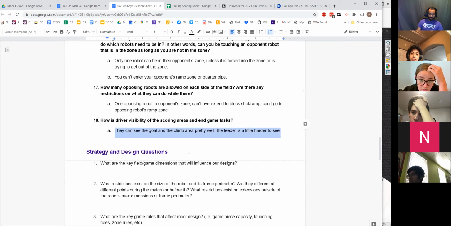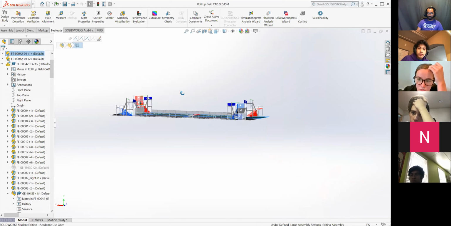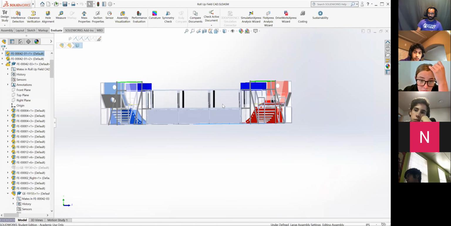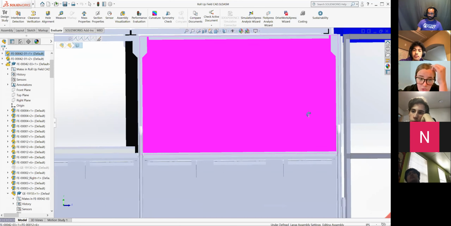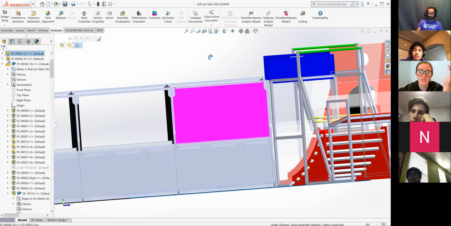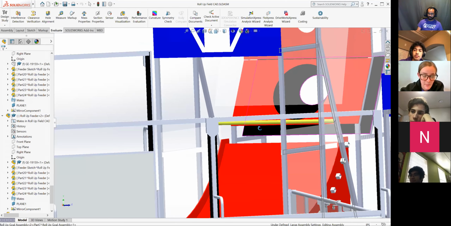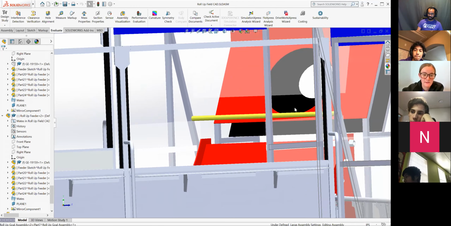Driver vision is somewhat interesting, right? So they're viewing everything across the field. So let's pretend we're red real fast, and we come down here. So if we are in one of these driver stations, you can definitely see most of where the goal is, because all the stuff on the side is clear.